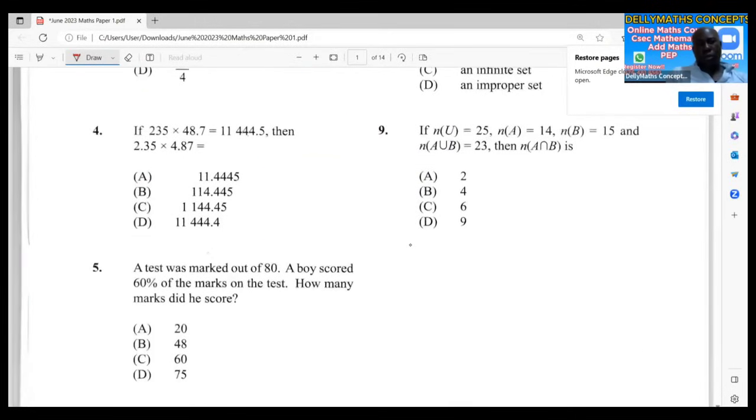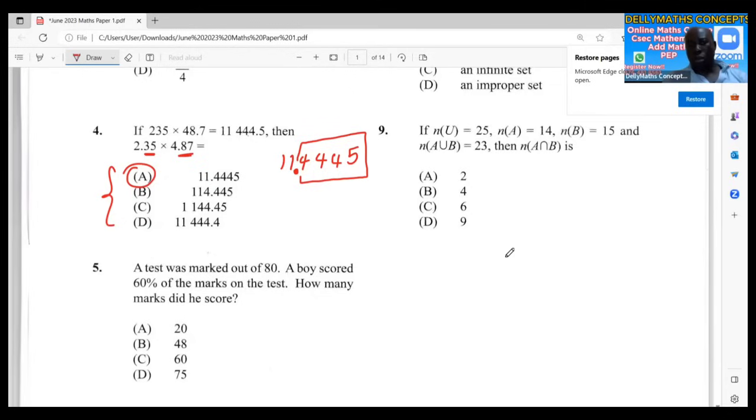All right, for this one though, you don't need to work out anything, because if you work this out, you're going to get a 1, 1, 4, 4, 4, and 5, based on all the responses that you're seeing. So basically, you're looking for how many digits are behind the point. If you look carefully, we're looking at 2 plus 2 more, that's 4. So the answer that I'm looking for must be 11.4445, which is A, because these 4 digits behind the point match back with those 4 digits behind the point in what we use to multiply.